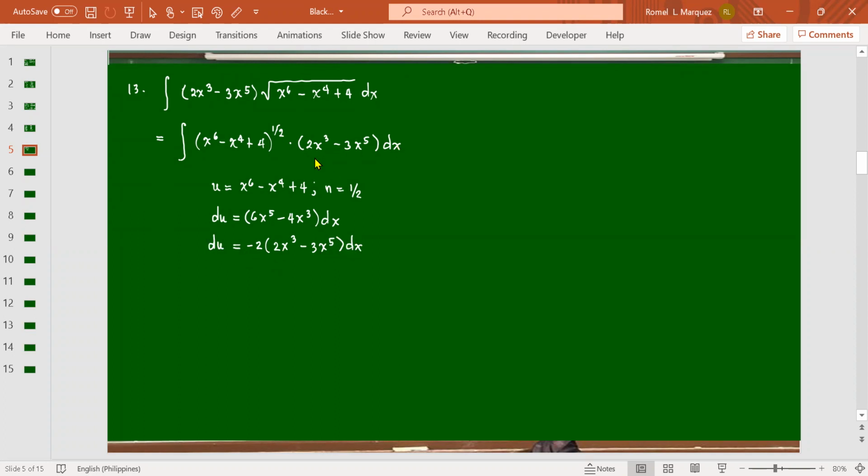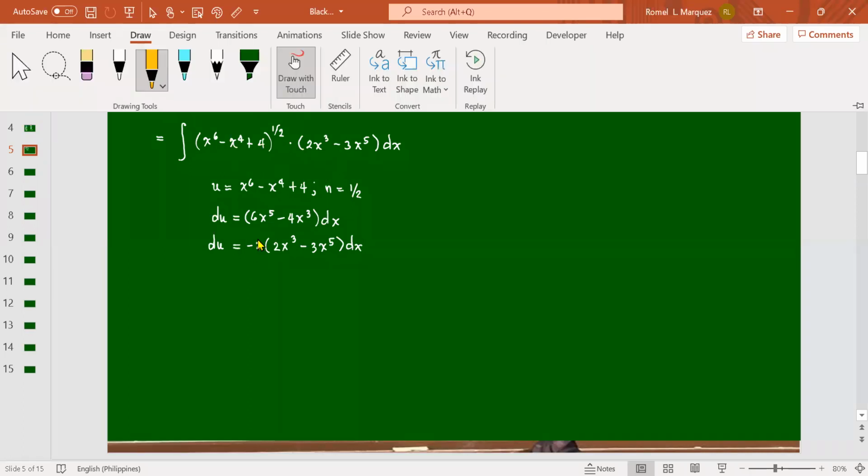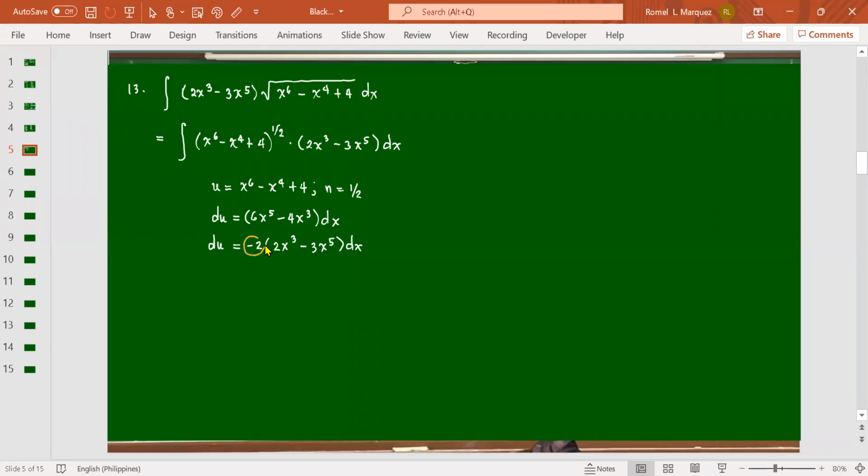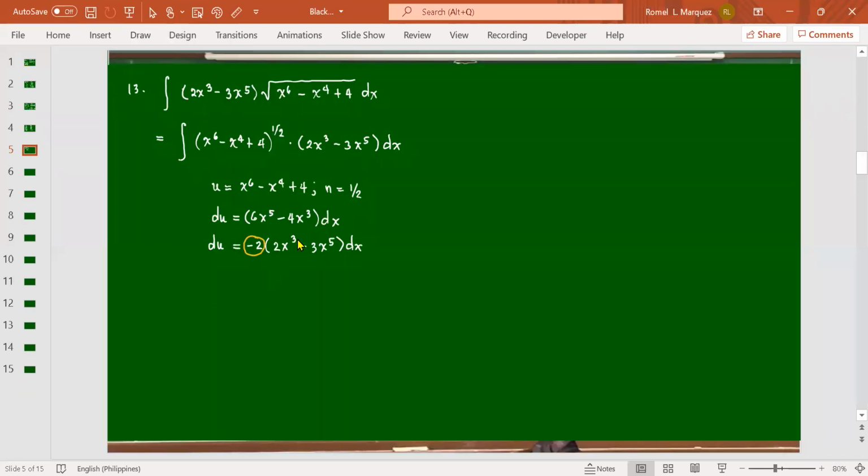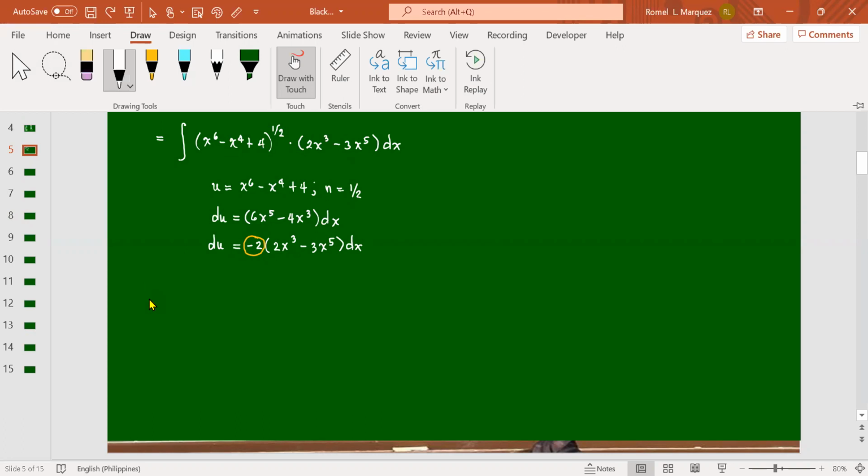Are they the same? Almost. It's missing the negative sign, so we are going to supply that. So instead of substitution, we're going to have a correction factor.